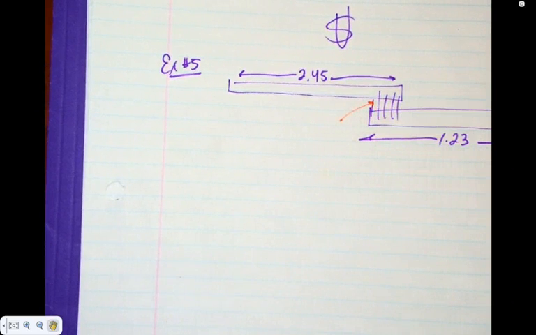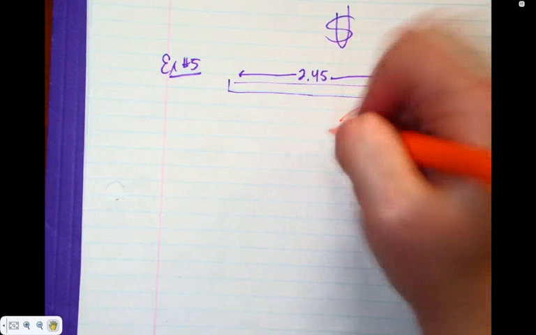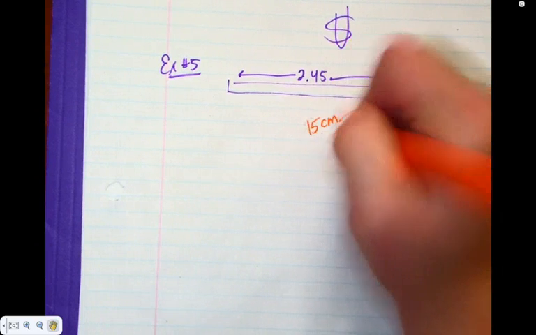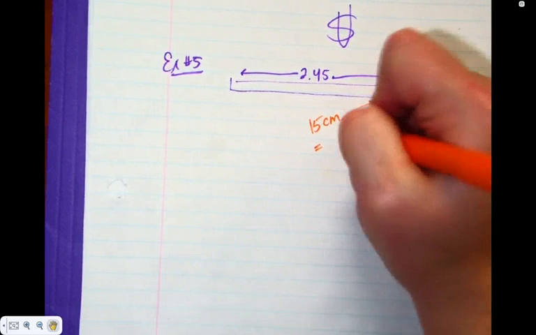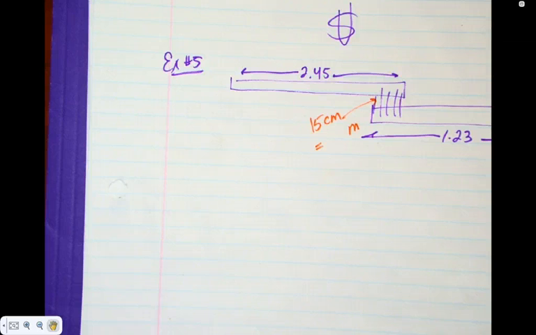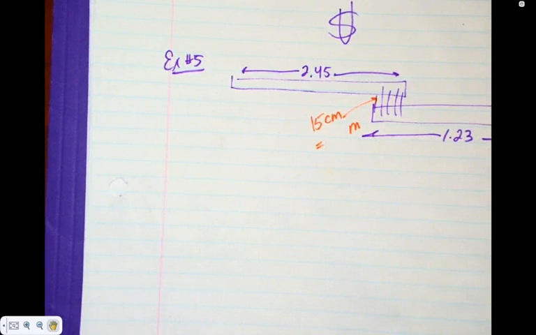Ooh, centimeters. Ooh. What do I need to do first? Convert it to meters. This is where the decimal part's coming into this question. 1.5 or 0.15 or 0.015. So we're going from centimeters to meters. How many times do we move the decimal?